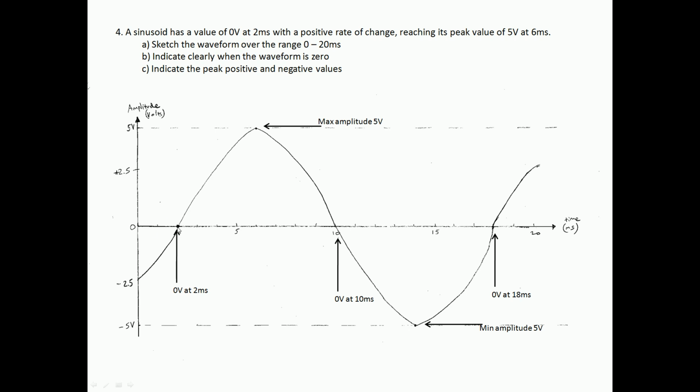So what I've done here is first of all, I've drawn my axis. So I know that it's got a peak value of 5 volts. So I've gone from 5 volts down to negative 5 volts because that's going to be our full range. Then I've drawn my horizontal axis. I've started at 0 and I've gone all the way up to 20 because that's what I was asked for in the question. I've added labels to my axes.